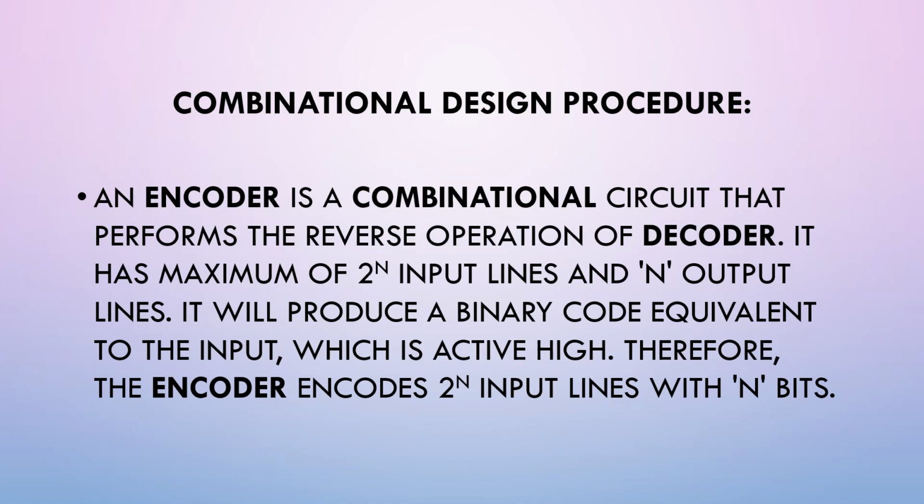Combinational design procedure. An encoder is a combinational circuit that performs the reverse operation of a decoder. It has a maximum of 2^n input lines and n output lines. It will produce a binary code equivalent to the input, which is active high. Therefore, the encoder encodes 2^n input lines with n bits.